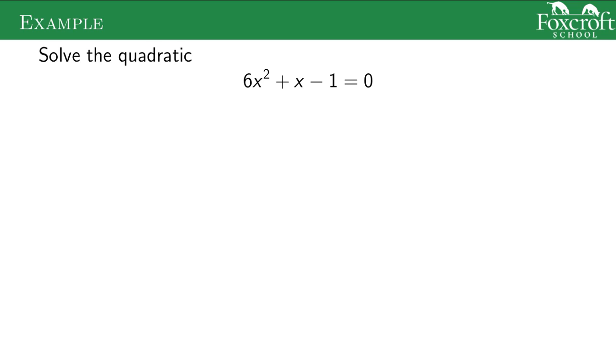All right, here's another example. It's already set up for us because it's equal to 0. So now we know A. What is B? If there's no number in front of X, B is 1. And C is negative 1.